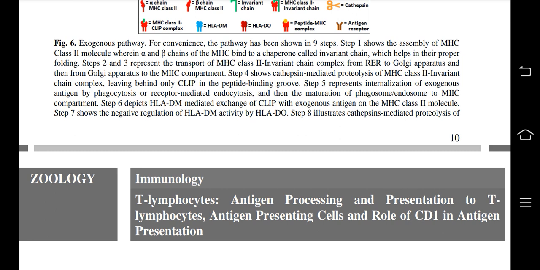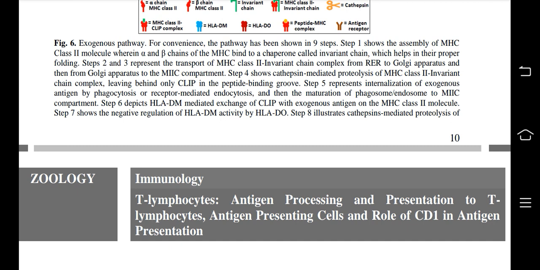Step 4 shows cathepsin mediated proteolysis of MHC class II invariant chain complex, leaving behind only CLIP in the peptide binding groove. Step 5 represents internalization of exogenous antigen by phagocytosis or receptor mediated endocytosis, and then the maturation of phagosome or endosome to MIIC compartment. Step 6 depicts HLA-DM mediated exchange of CLIP with exogenous antigen on the MHC class II molecule.